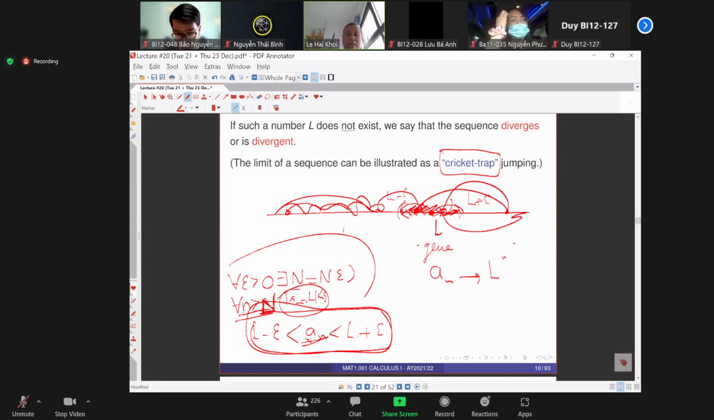Sooner or later, sớm hay muộn, this jumping of cricket must be inside the trap L minus epsilon, L plus epsilon. Đấy, các em thấy có hay không? Rất là hay ở cái điều này. Và cái số epsilon này là các em có thể lấy epsilon rất là rộng. Các em có thể lấy epsilon rất là bé.